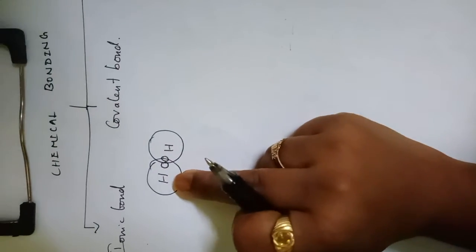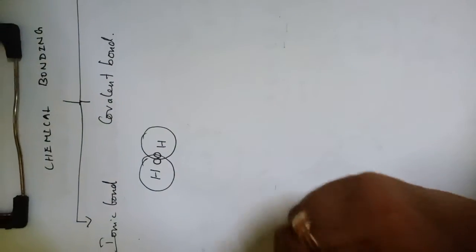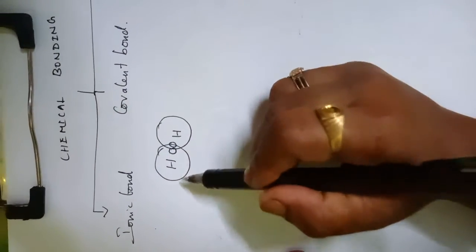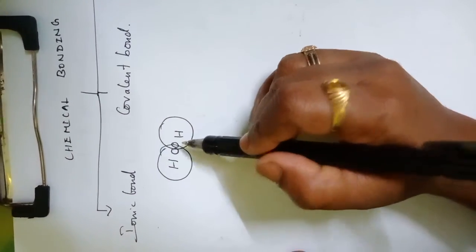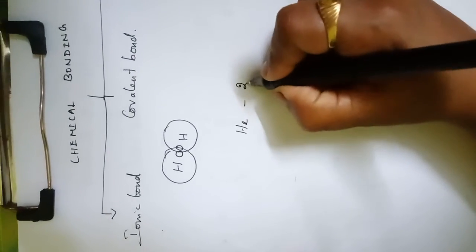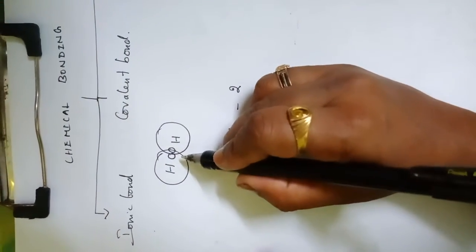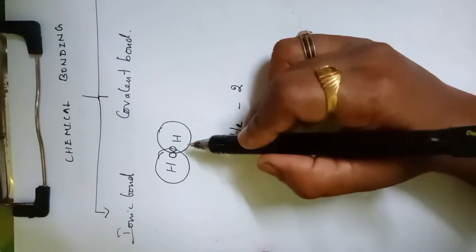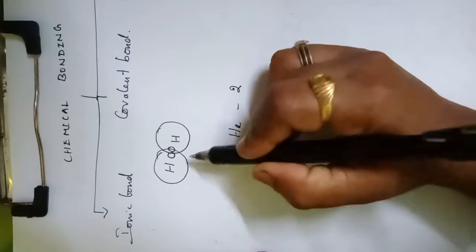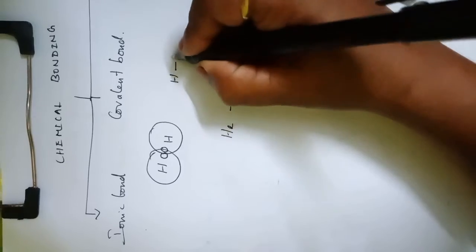But hydrogen has one electron in the outermost shell, and it needs only one more, so that it attains the electronic configuration of helium, because helium has two electrons in the outermost shell. So that's why it attains duplet. Only hydrogen can attain duplet by sharing electron. So we can say H bond H.